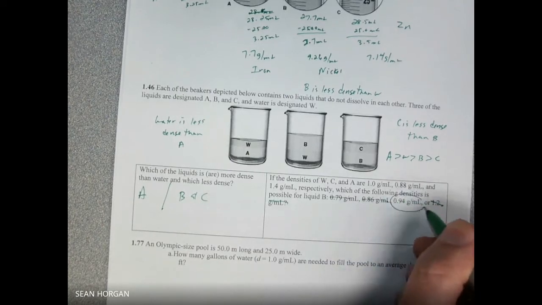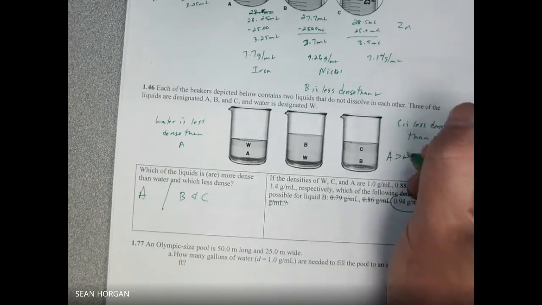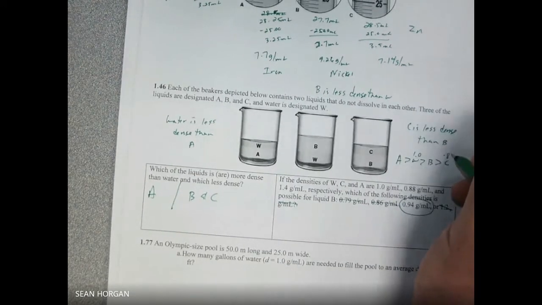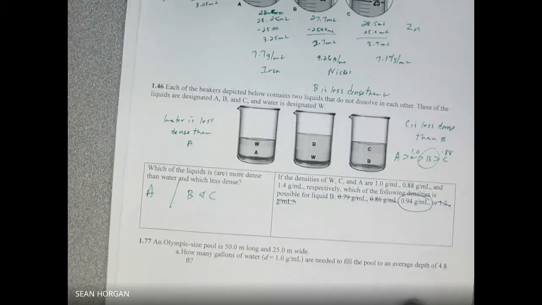So B has to have a density that falls between water, which is 1, and C, which is 0.88. B has to be in between those two. That's the only value that's in between those two.